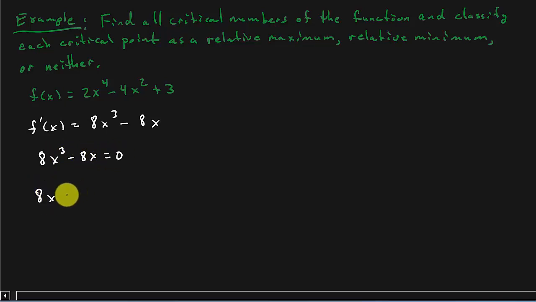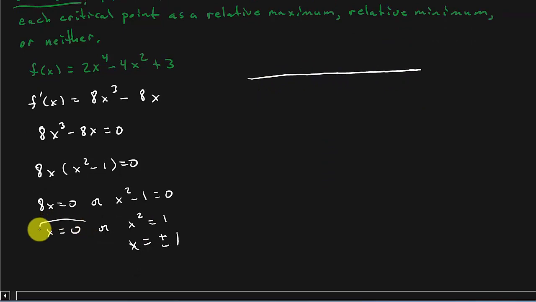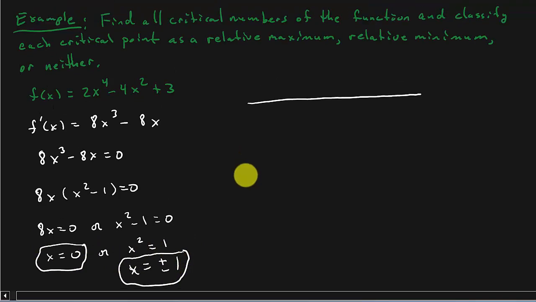So we get 8x times x squared minus 1 equals 0. So 8x equals 0, or x squared minus 1 equals 0. So x equals 0, or x squared equals 1, x equals plus or minus 1. Remember, square root property, x equals plus or minus the square root of 1. So these are your critical numbers, x equals 0 and x equals plus or minus 1. And the first derivative is not undefined anywhere, so we just find where it's equal to 0.